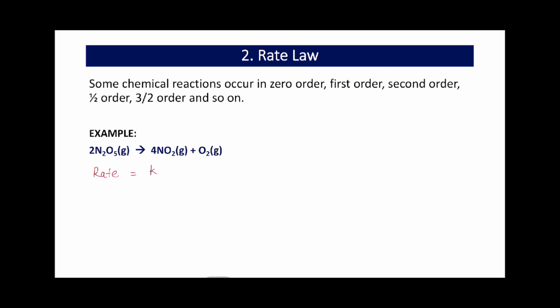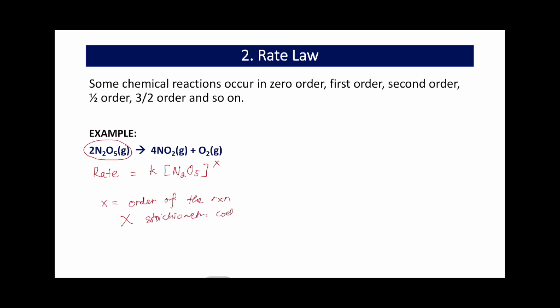For rate law, it only involves the concentration of the reactant only. Since now we have only one reactant, we just write concentration of N2O5 to the power of X. So what is X? X is actually the order of the reaction. And how can we get the value of X? We can only get it experimentally.